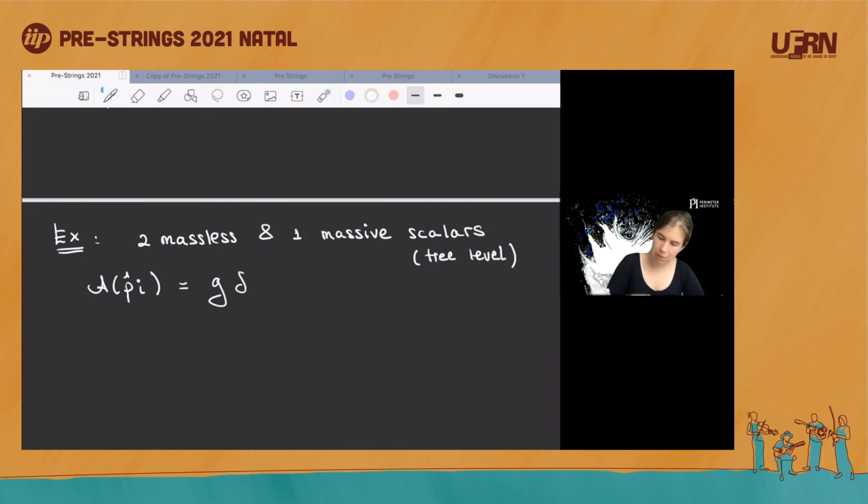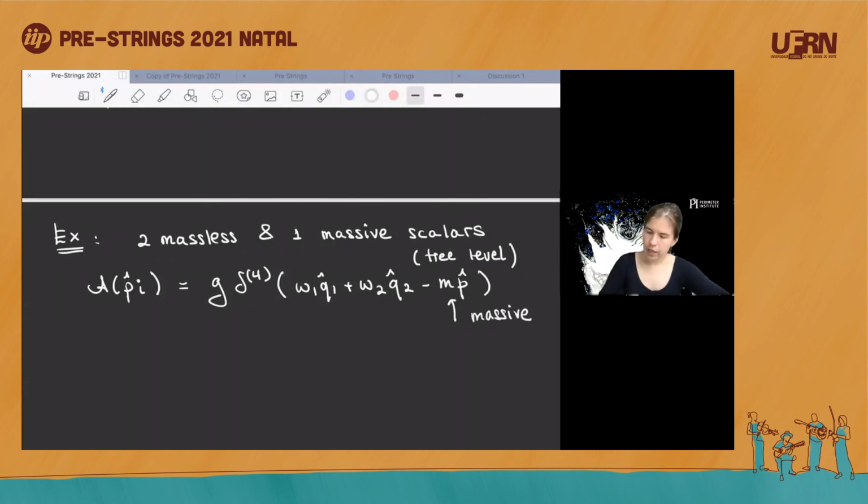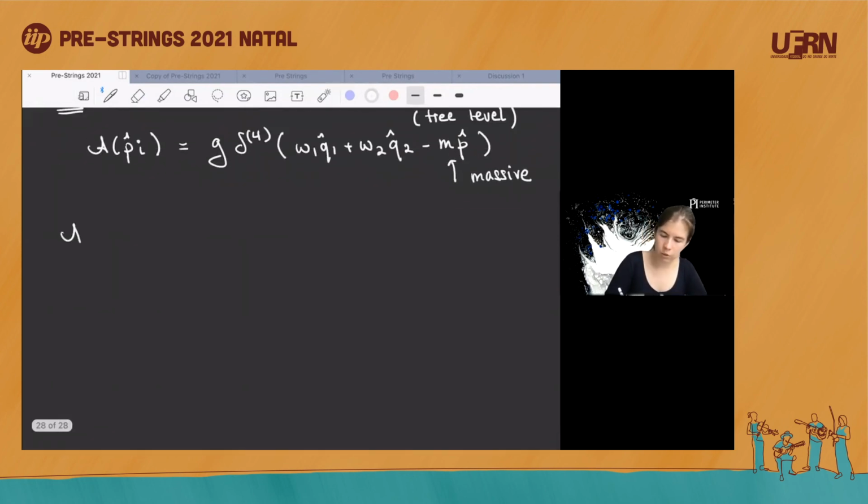the momentum space scattering amplitude, and one has to include this momentum conserving delta function. This is very important. Omega 2 Q2 minus MP. So I singled this one out as the massive one. And as I just said, to put this in the celestial basis, one has to do a Mellin transform on the massless legs. So 2 Mellin transforms actually on the massless legs, and integrate against the bulk to boundary propagator for this massive leg.